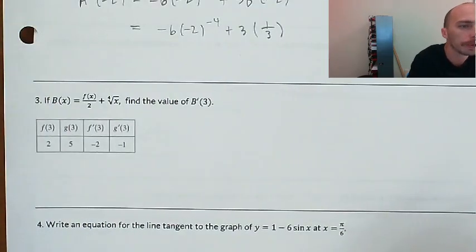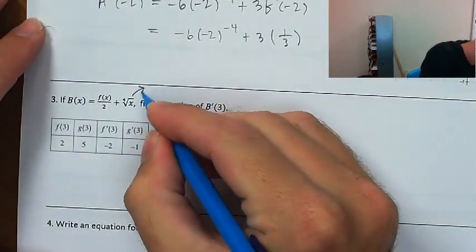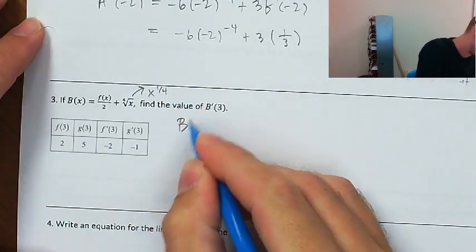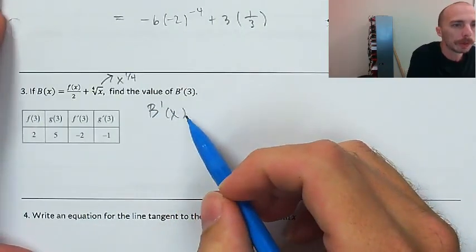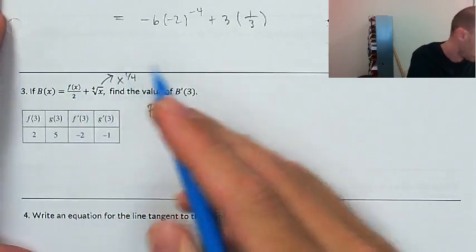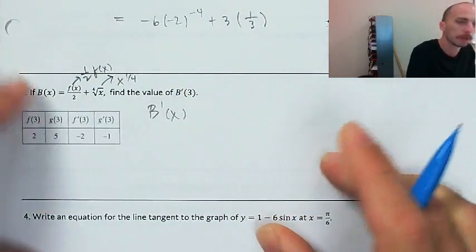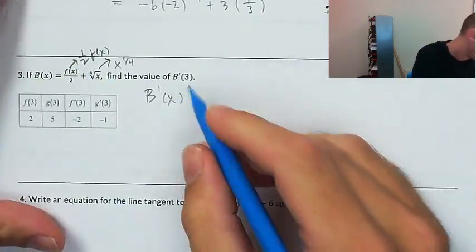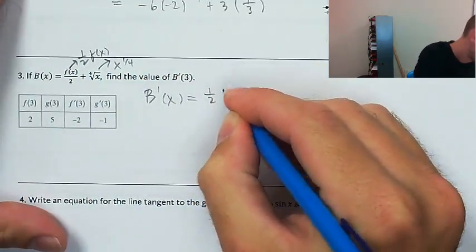Okay. Number 3, this is another power rule question, this time with a table attached. And so b is f of x divided by 2 plus the 4th root of x, which I'm going to rewrite as x to the 1/4. Start with b prime of x, take the derivative, and then we'll plug in 3. So b prime of x is going to be half of f prime of x, because we could rewrite this as 1/2 f of x. And we could take the derivative of it the same way we took the derivative of 3f of x right there.